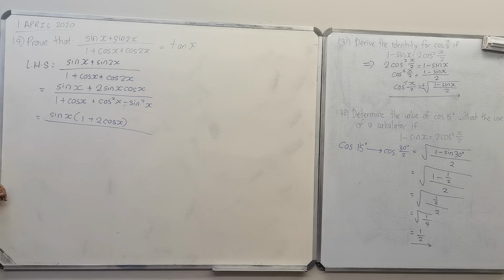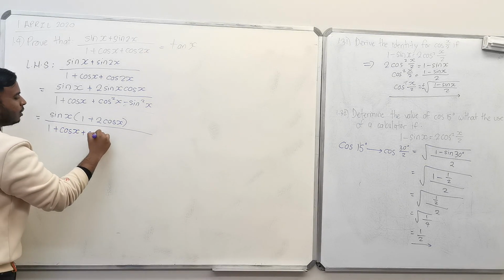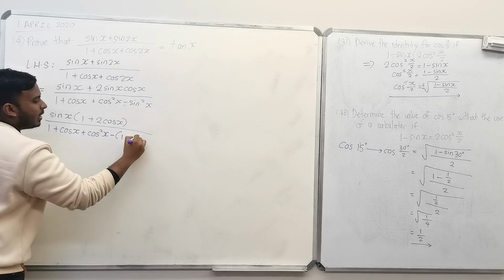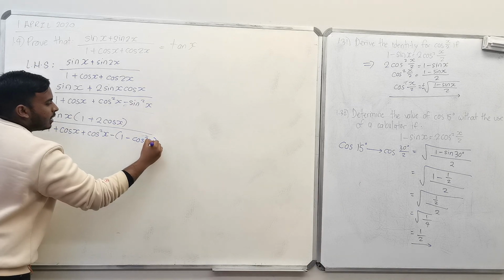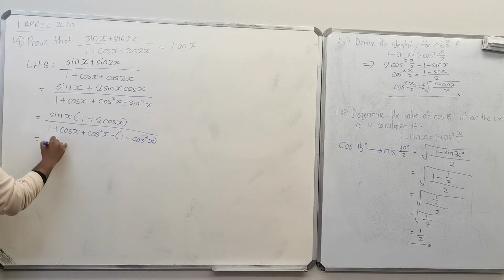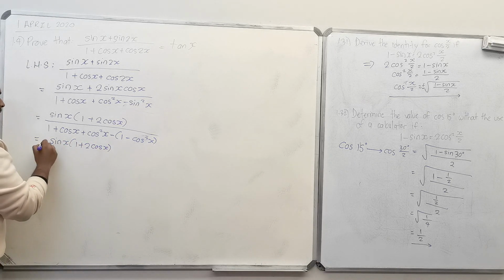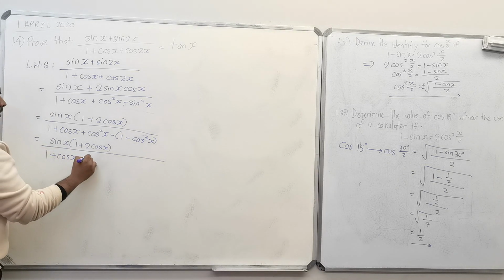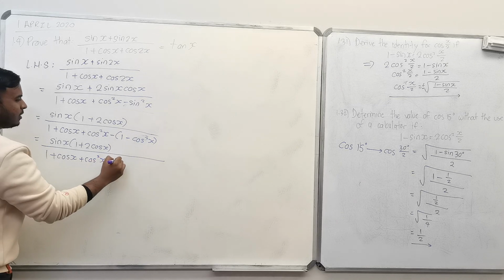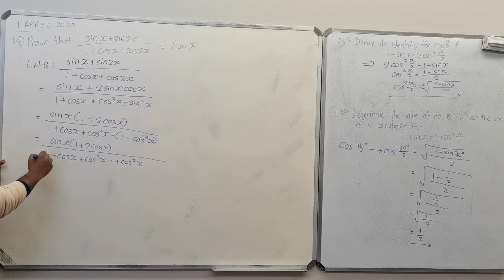1 minus cos squared x. So this would become 1 plus cos x plus cos squared x minus 1 minus cos squared x. So sin x all over 1 plus 2 cos x all over 1 plus cos x plus cos squared x minus 1 plus cos squared x. This and this would cancel.